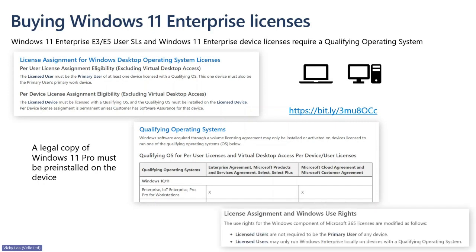However, we're focusing on Microsoft 365 today, and there is an extra little bit in the product terms again that the use rights for the Windows element of Microsoft 365 is modified. So the rules are slightly different when you buy Windows as part of Microsoft 365 as opposed to buying it standalone. As a licensed user, so if it's a user license, I do not actually need to be the primary user of any device, but any device that I run Windows on locally, again, must have a qualifying operating system. So the key thing is, it's quite important. If you're installing Windows locally on a device, you need a qualifying operating system on that device to upgrade from.